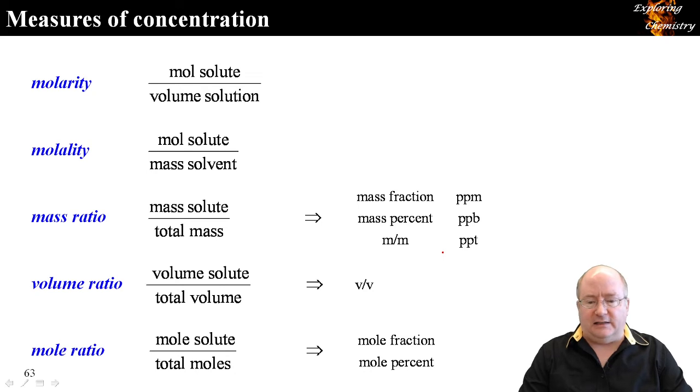And lastly is mole ratio, which is, of course, the moles of solute over the total moles. And you see mole fraction, mole percent. The other thing is that sometimes parts per million, billion, and trillion are on a mole ratio, not a mass ratio, and that may add to confusion. Commonly for gases, it's by moles rather than by mass. Sorry, I don't make the science. I'm trying to change it, but that's the way it is right now.